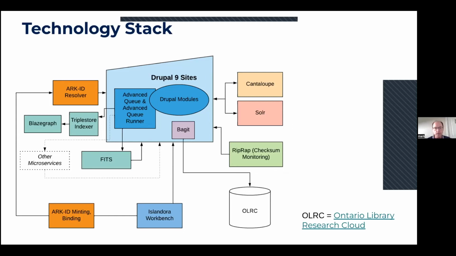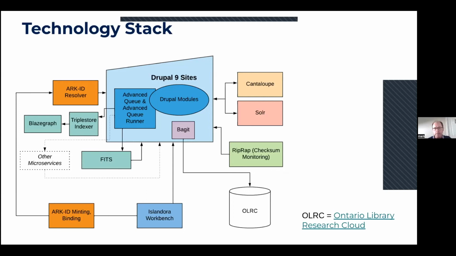And then we have the ARK minting. Again, this is an example of a site that's addressing the persistent identifier problem by minting ARKs for content and resources in Islandora. I don't know a lot about the way they're using ARKs, but I assume an ARK is like a DOI, if you're not familiar with ARKs, similar functionality.